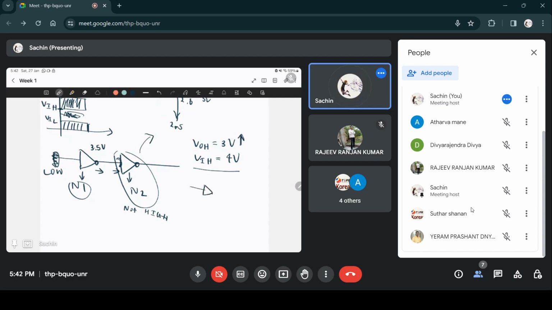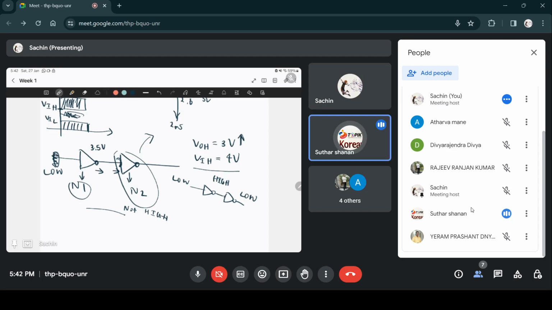So if you give two NOT gates in series, if you give low here, you should get a high here, and that high is input to the second NOT gate, so the second NOT gate should give you out a low. But in this situation, that might not happen, right? Did you understand what I am saying? So this VOH and VIH must be kind of matching.